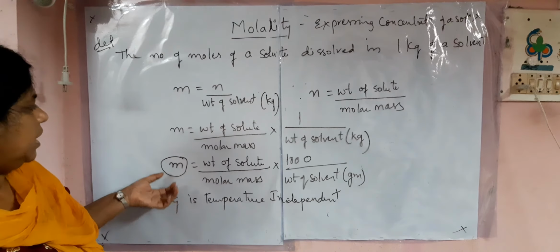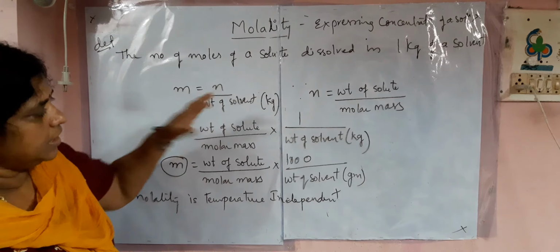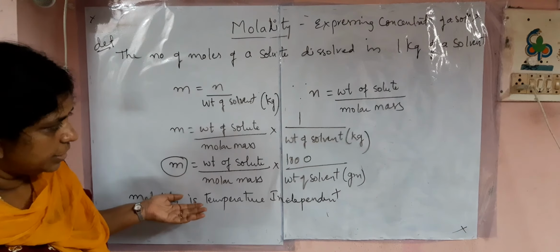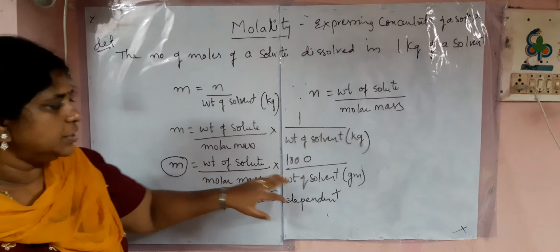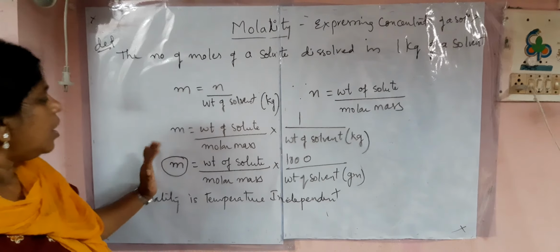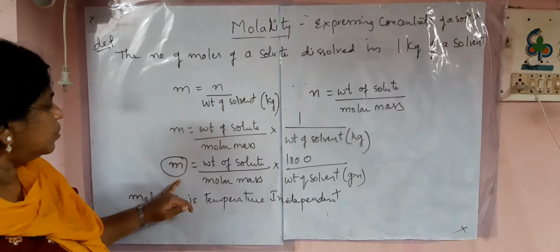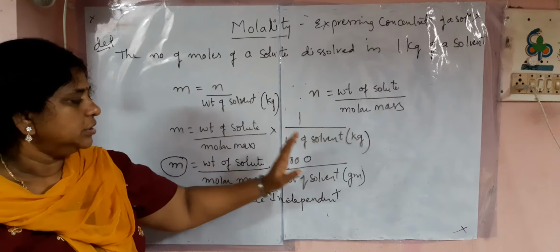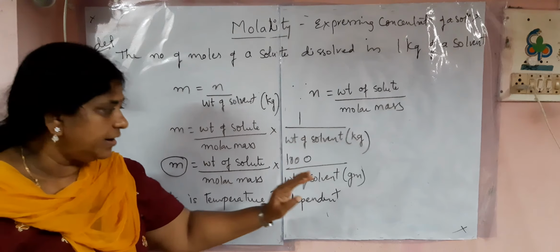So basically, frequently we will be getting the weight of solvent in grams. Then how are you going to change your formula? When the weight of the solvent is given in grams, what is your formula going to be? Molality will be equal to weight of solute by molar mass into 1000 by weight of solvent in grams.